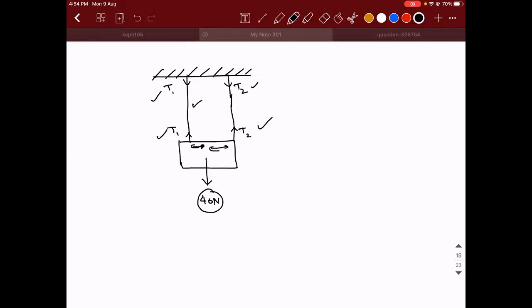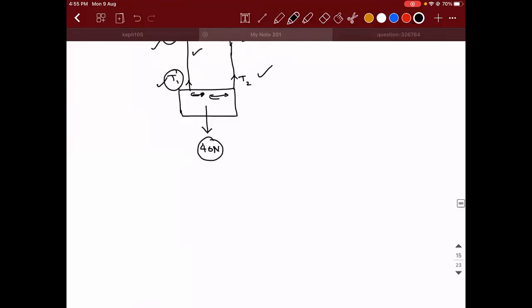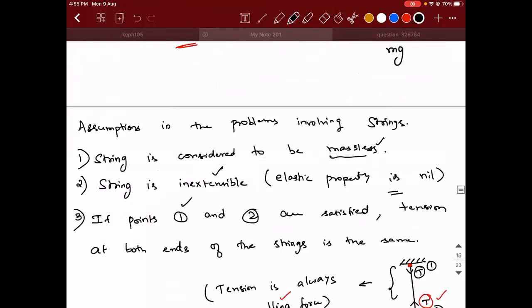As of now, you can accept the fact that if the string is inextensible and massless, the tension at both ends of the string is going to be the same. That is the important point. As of now, you have to register it in your mind. Slowly you'll understand when I come to the 7th chapter. Shall I proceed? Am I clear, guys? Yes, sir. So the second force, the tension force, is what we saw.